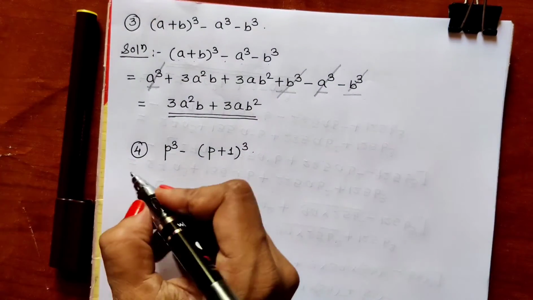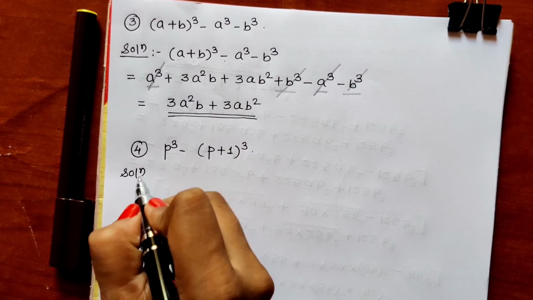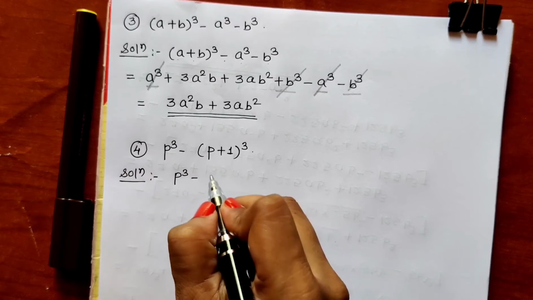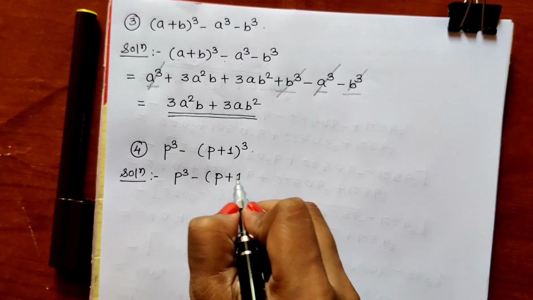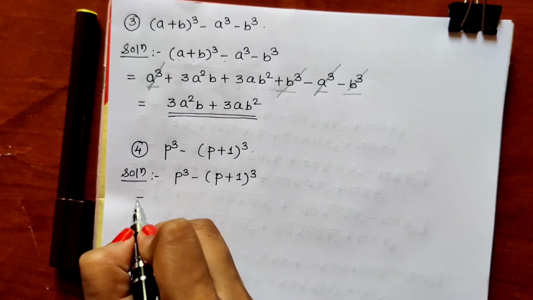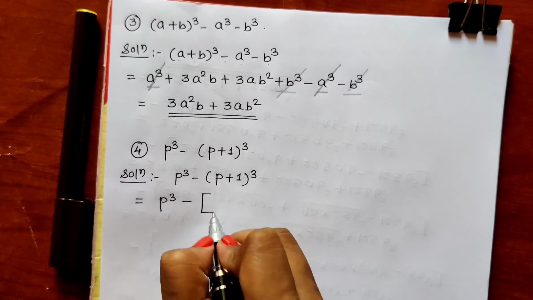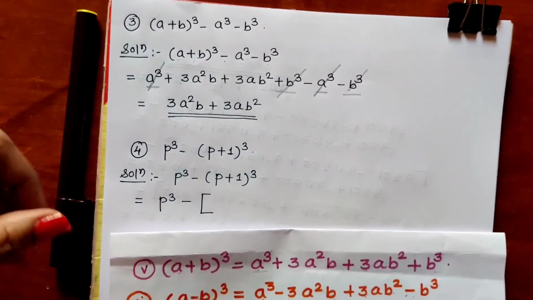So let us write the sum in the solution again. p cube minus p plus 1 whole cube. As I have told you, this p cube we are going to write as it is, minus. Now let us apply the formula. Which formula we are going to apply here?